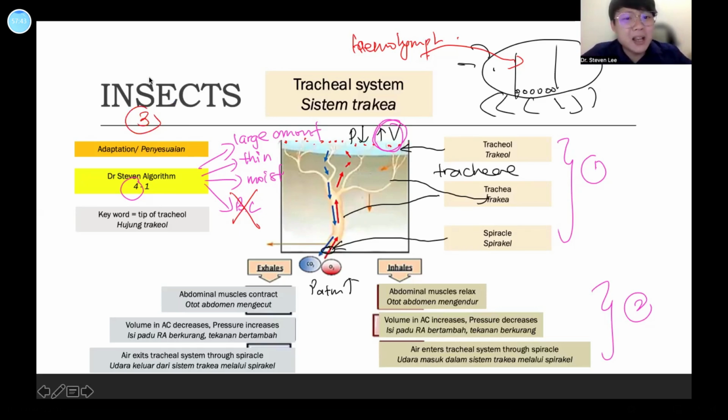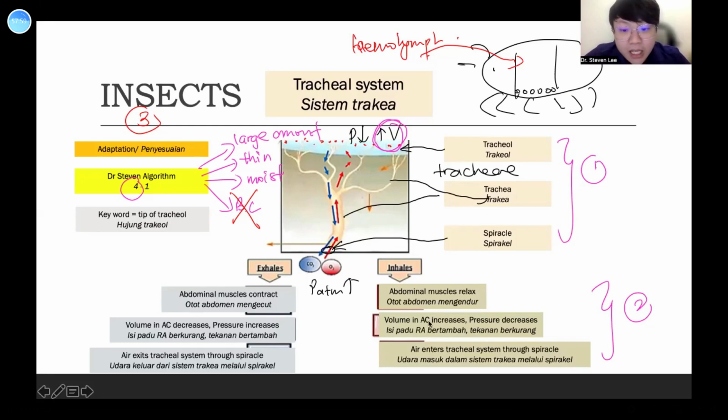So no need panjang lebar one, guys. 1 mind map, you can see for your exam already. This is the only page that you need. Are you clear with insect? Can I go on to the next animal? Or you're still blurred? I tell you first, this is a very popular exam question lately. Macam mana mereka tanya, they like to compare insect versus fish, insect versus human, human versus fish.